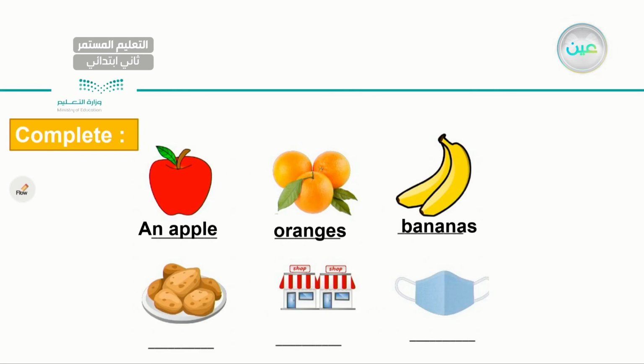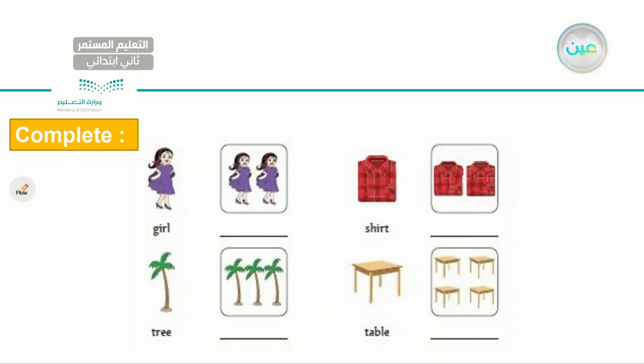Excellent. Bananas. For the next, I have potatoes or chips, maybe. I have shops. 1, 2. I have 2 shops. And for the last one, I have a mask. 1 mask. Singular. Very good.